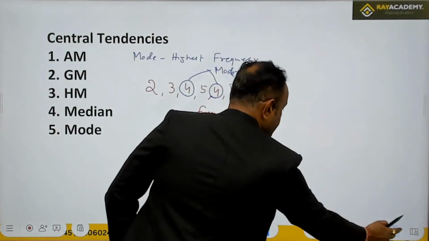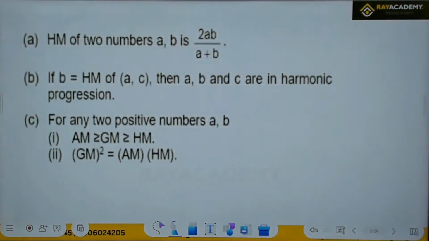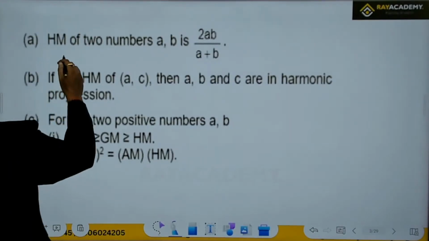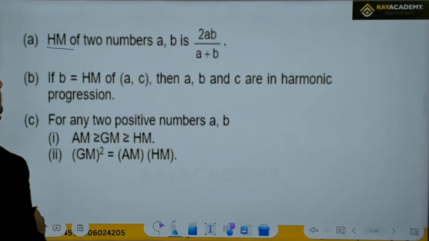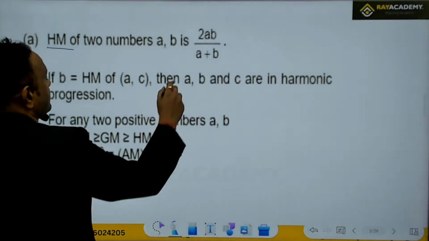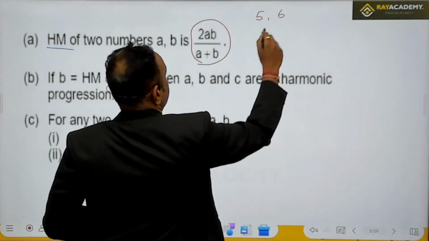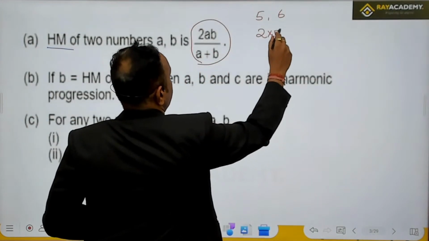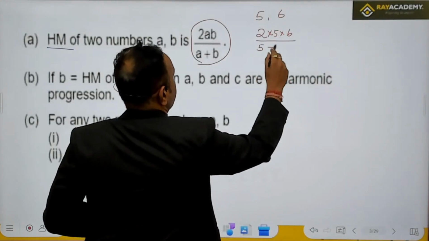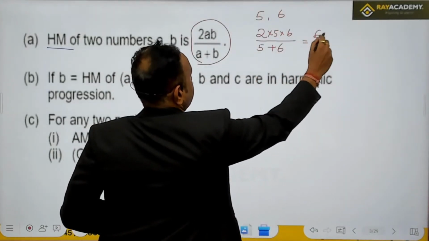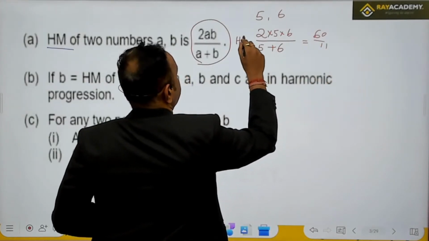Let's move to the next part. There are some things you need to remember so that it will be very helpful in your exams. HM is the harmonic mean. Harmonic mean of two numbers A and B is 2AB by A plus B. Suppose 5 and 6 are two numbers. Harmonic mean is 2 into 5 into 6 divided by 5 plus 6. That is 60 by 11.